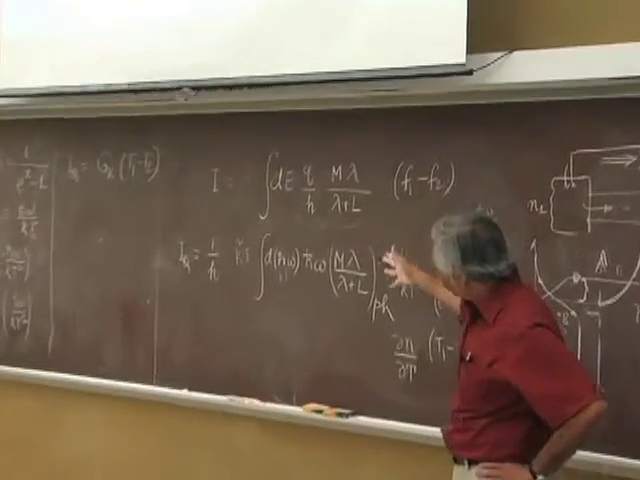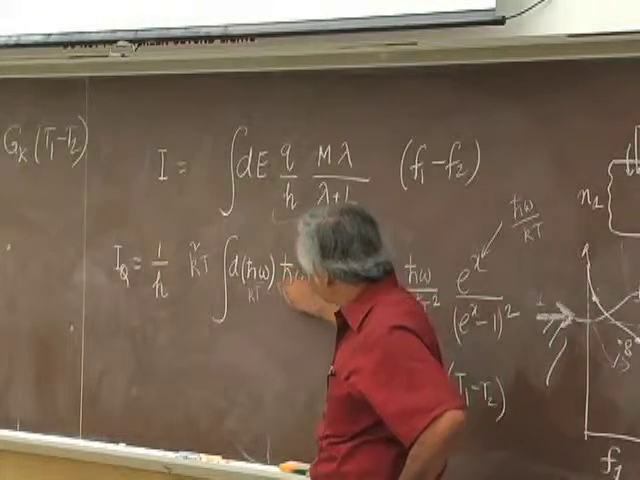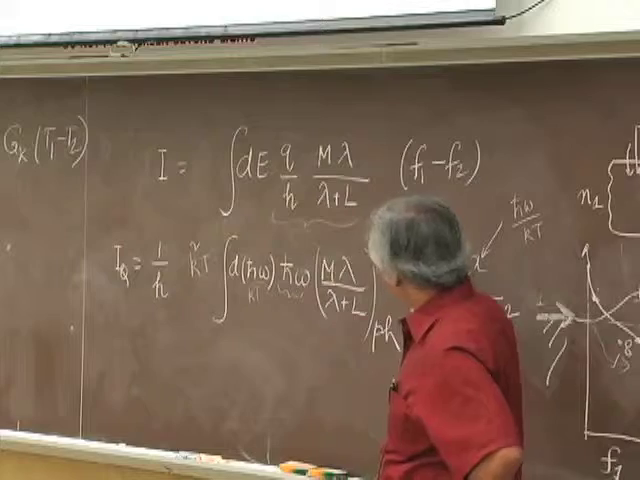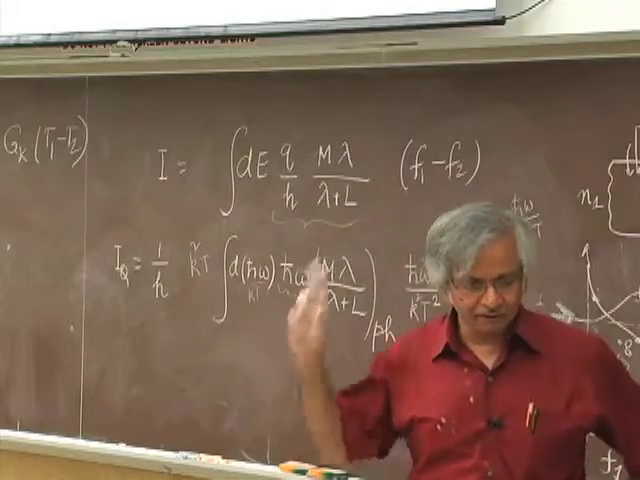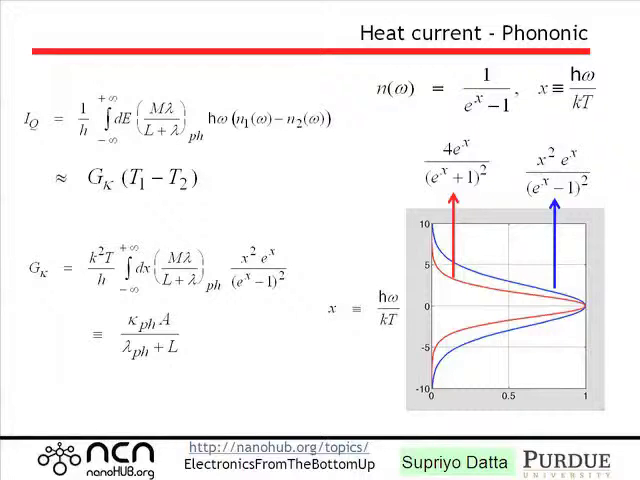But when you calculate this, you pick up one h bar omega from this energy, and from this derivative another one, so that finally the function you get has this x squared in it: x squared e to the power x over e to the power x minus 1 squared. And that one, as x goes to 0, doesn't blow up, because the denominator for small x is like x squared, which just cancels out. So it's a perfectly well-behaved function. There are no problems at all as far as this is concerned.